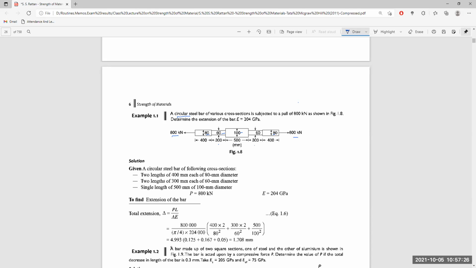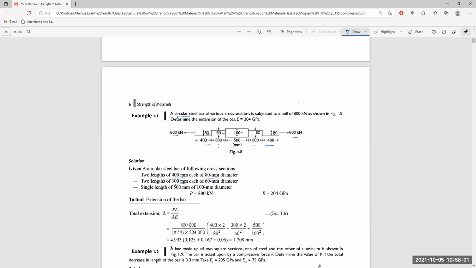So what is this? Two lengths of 400 millimeter with 80 millimeter diameter. Two lengths of 300 millimeter, this one and this one, with 60 millimeter diameter. A single length of 500 millimeter with 100 millimeter diameter. The load carried over the bar is 800. The total bar is carrying only 800 kilonewton load, which is acting on both ends, the same and equal to each other. So it is perfectly in equilibrium.